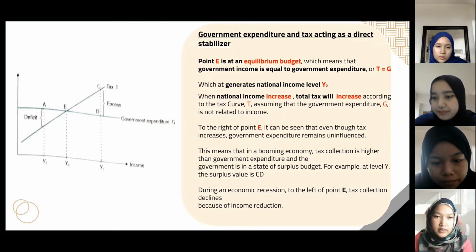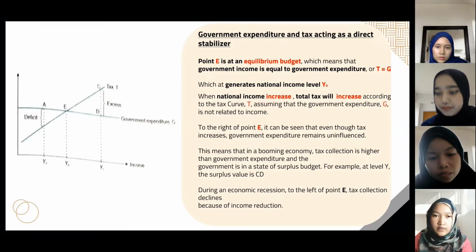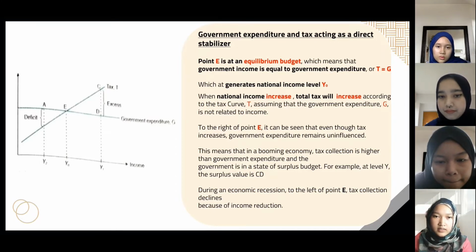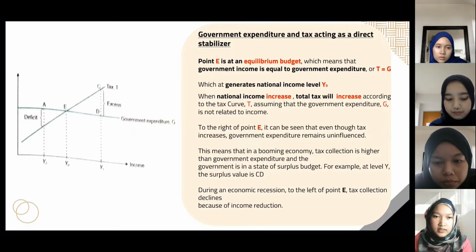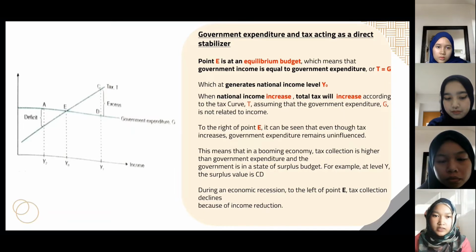uninfluenced. This means that in a booming economy, tax collection is higher than government expenditure and the government is in a state of surplus budget. For example, at level 1, the surplus value is CD. During an economic recession, to the left of point E, tax collection declines because of income reduction.